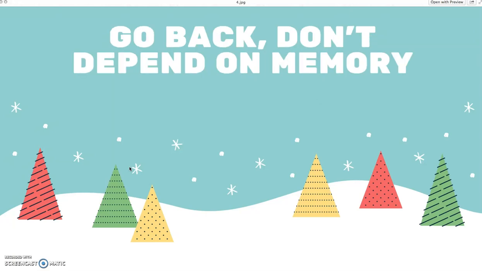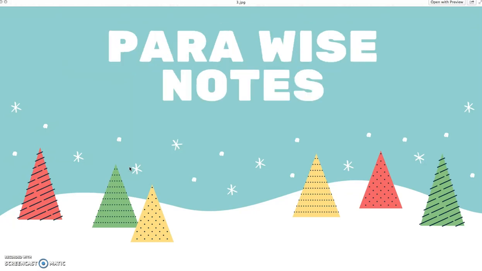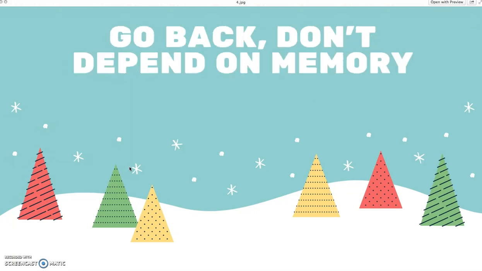Next is always go back to the passage. Don't depend on memory. This goes hand in hand with the last tip, paragraph-wise notes. When you have taken paragraph-wise notes, you can always go back to the passage because you know which paragraph talks about what topic. The key here is do not depend on your memory, because when you have read something, you think you've understood it and you think you remember what they were talking about. But then when you actually answer that question, you would notice that you have gone wrong because you're depending on your memory.